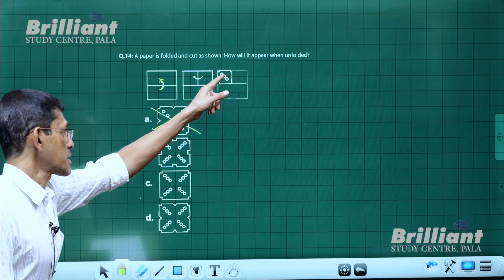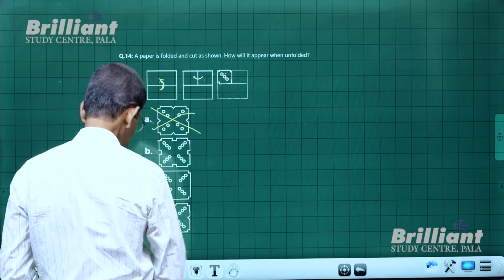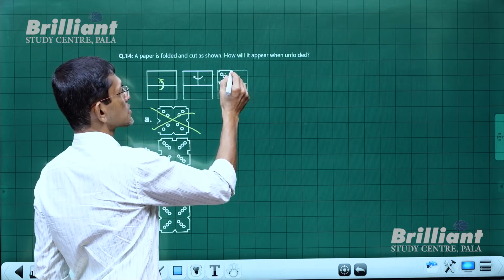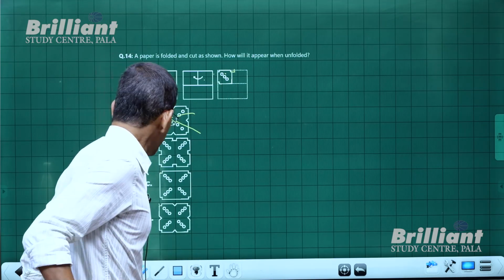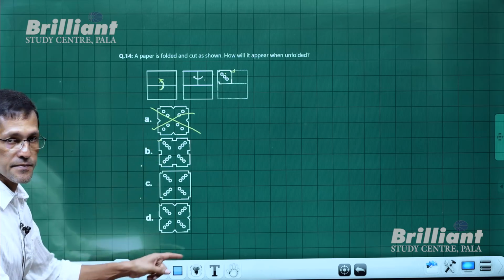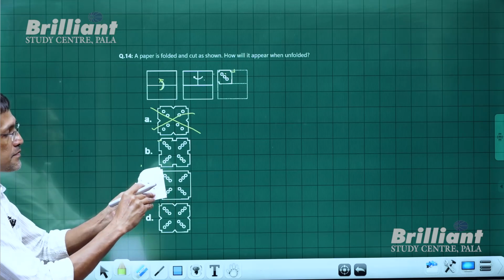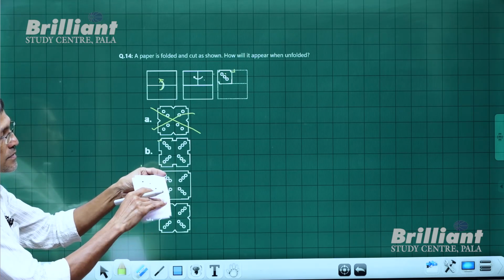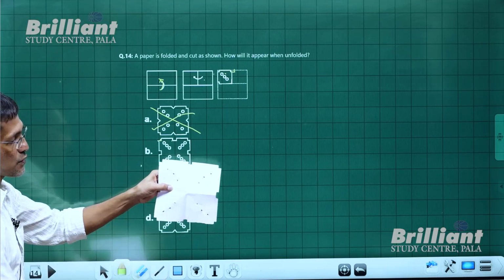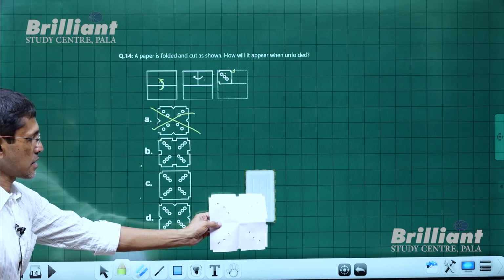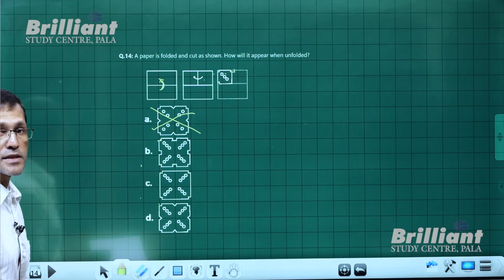Center part, this part is cut, right? So when you open it, it's going to be like this way, right? So if that is the case, which is going to be the answer here? Is it this one or is it this one? So, let's open it now. See, it looks like what? Which of the images? Second answer choice. Exactly.